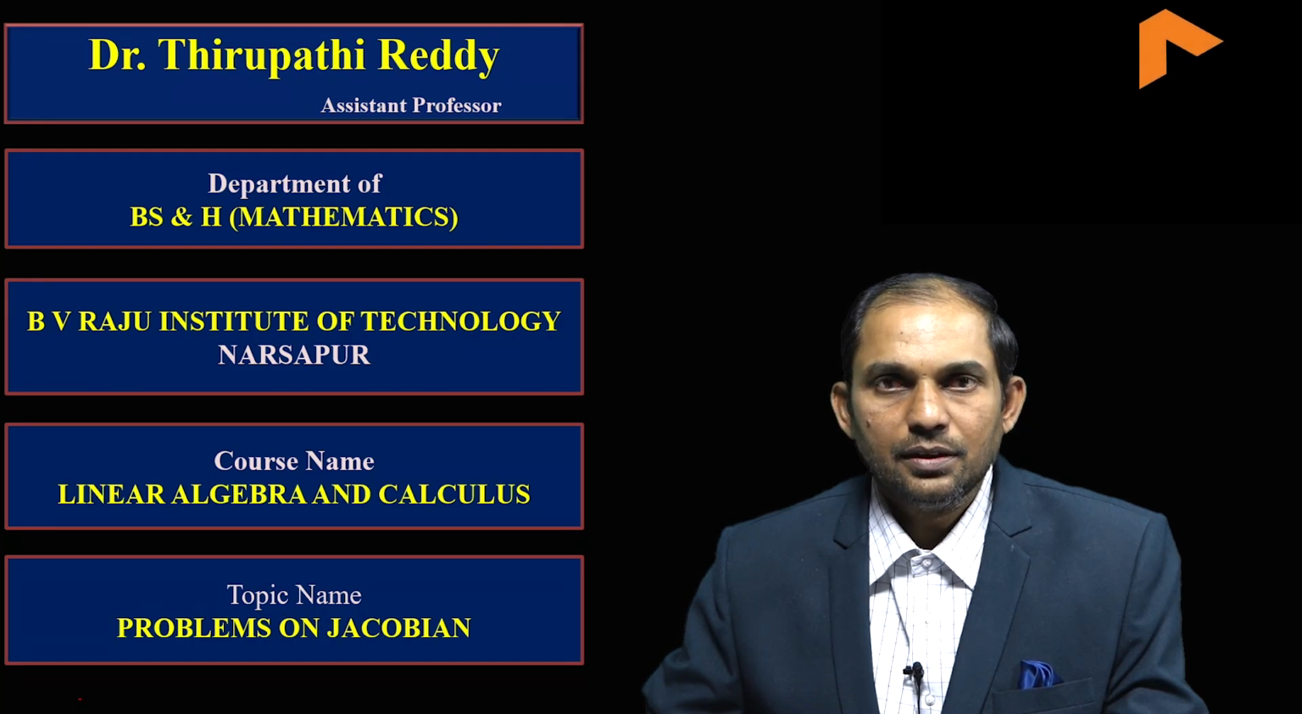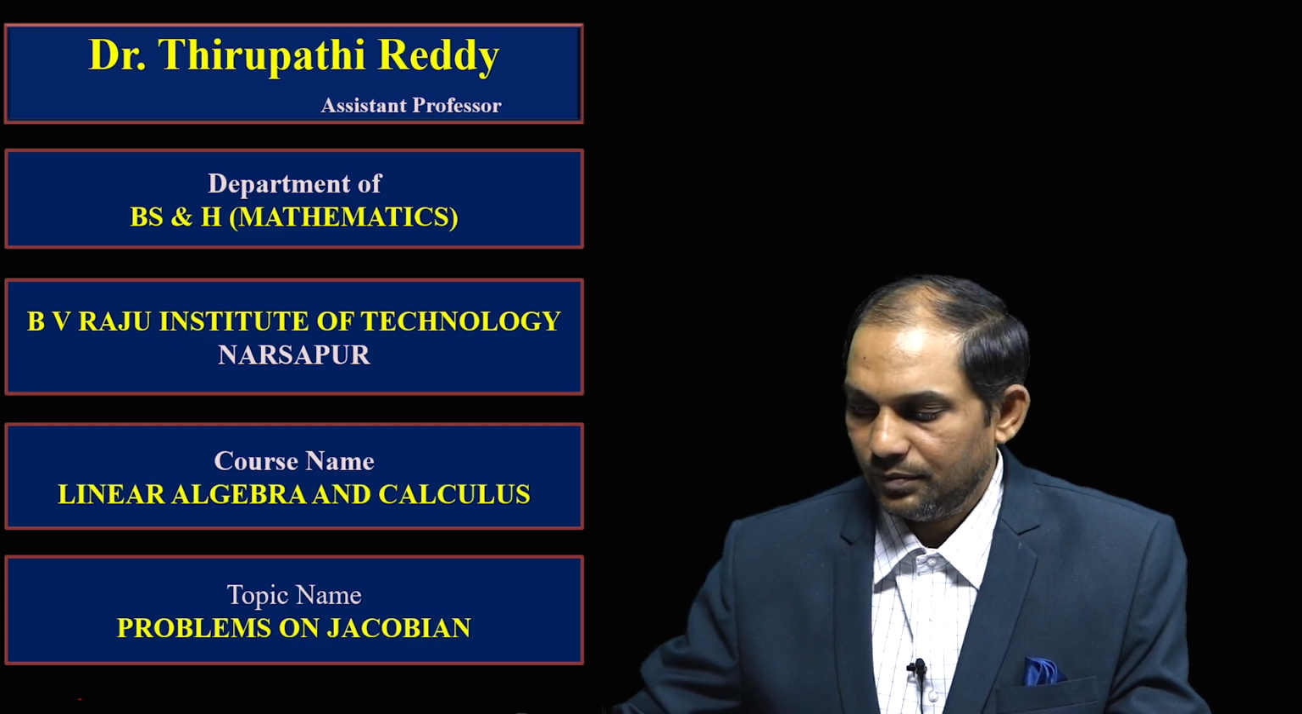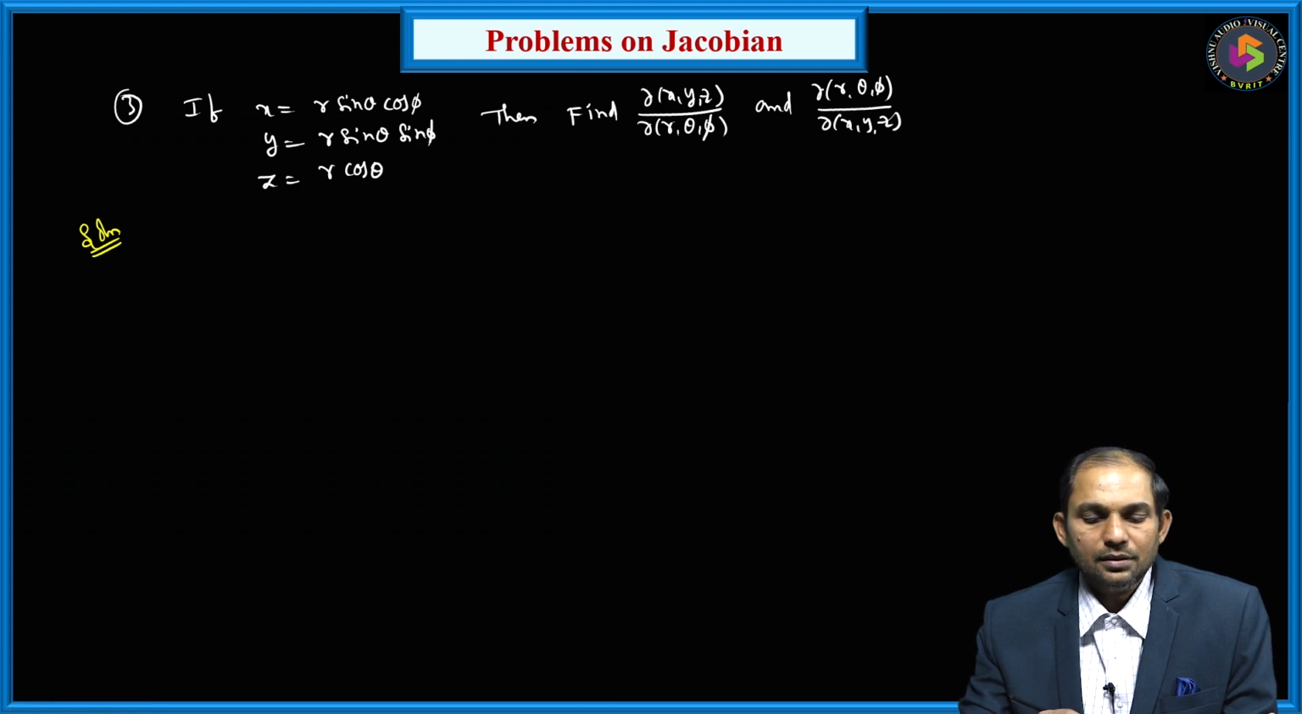In this linear algebra and calculus course, we are going to learn about another example on Jacobian concept. Let us see the problem statement. If x is equal to r sin theta cos phi, y is equal to r sin theta sin phi, and z is equal to r cos theta, then we have to find the Jacobian of x, y, z with respect to r, theta, phi, and its reciprocal, the Jacobian of r, theta, phi with respect to x, y, z.